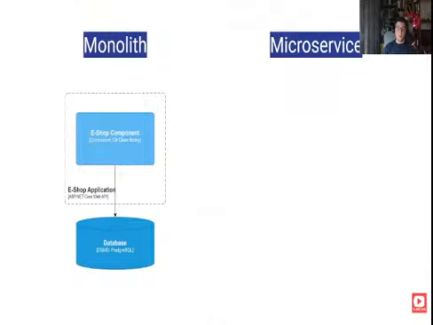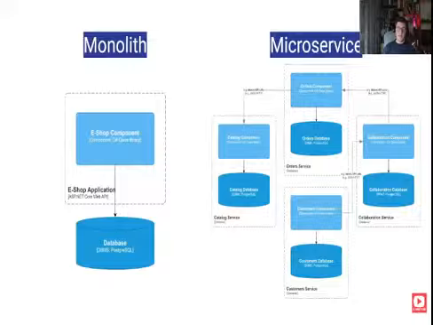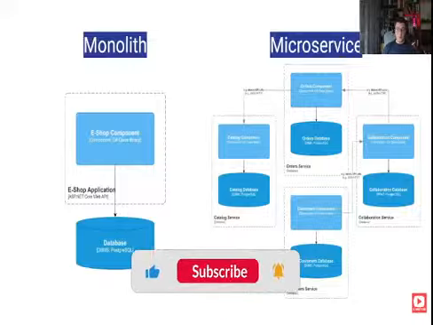Now, if we were to convert this system into microservices, we could end up with something like this. Here you can see 4 separate microservices. We have the catalog service, which is responsible for telling us what products are available in our system to be bought.